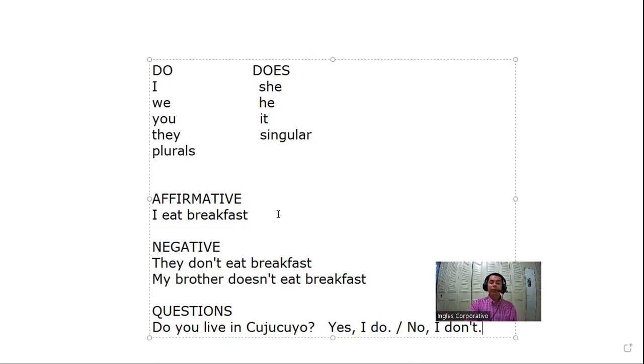Entonces, resumiendo, el do y el does solo lo usamos en negativo y en preguntas. ¿Y cuándo usamos do? Con estos sujetos específicos y con los plurales. Y el does con estos sujetos específicos, que es tercera persona singular, los que se les agregan la S al final. Todas las terceras personas singulares usan does, y todos los demás, do, ¿sí? Me quedó más claro.